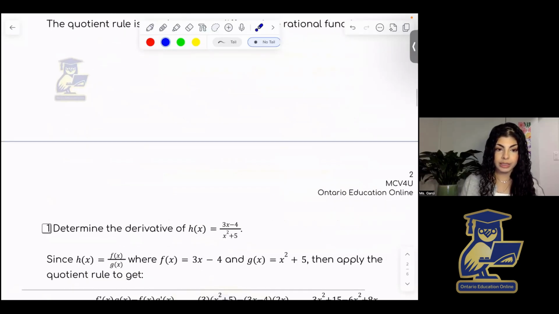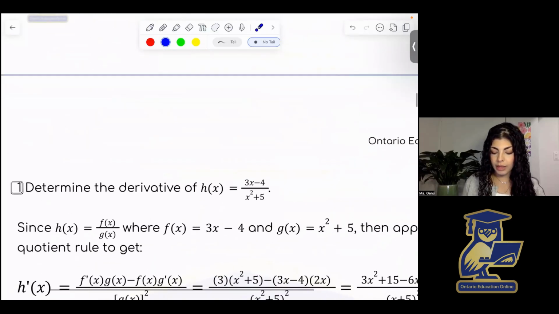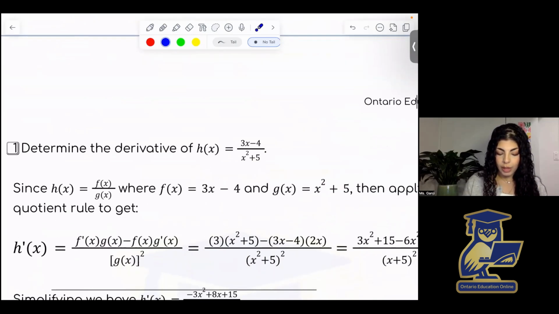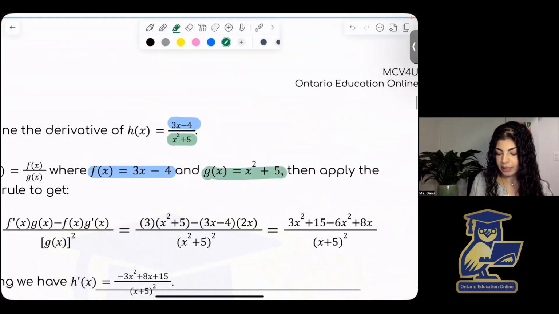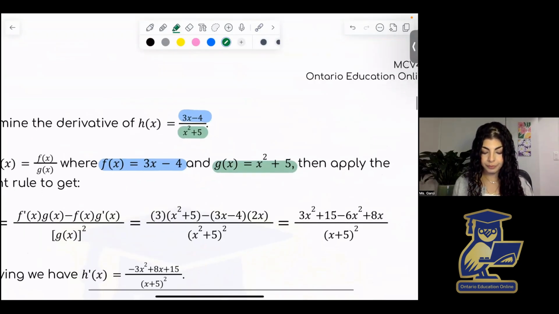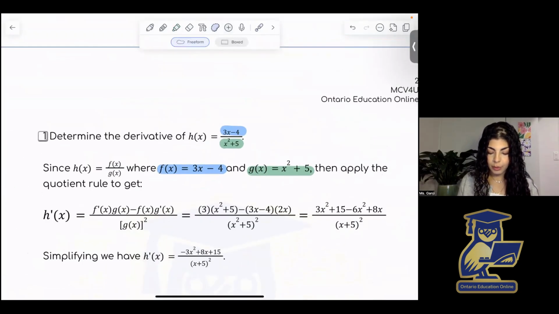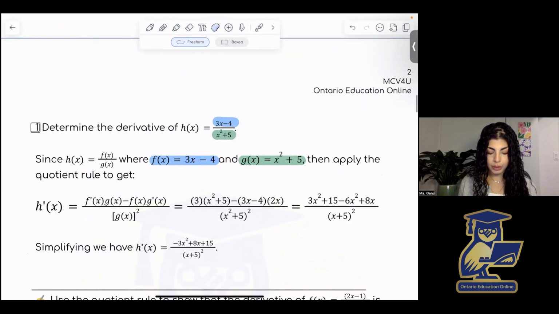So let's look at our first example here, where we're asked to find the derivative of h of x equal to 3x minus 4 over x squared plus 5. So h of x being f of x over g of x, then we have f of x is 3x minus 4, and in my denominator, I have g of x is x squared plus 5. So now we're going to apply the quotient rule.